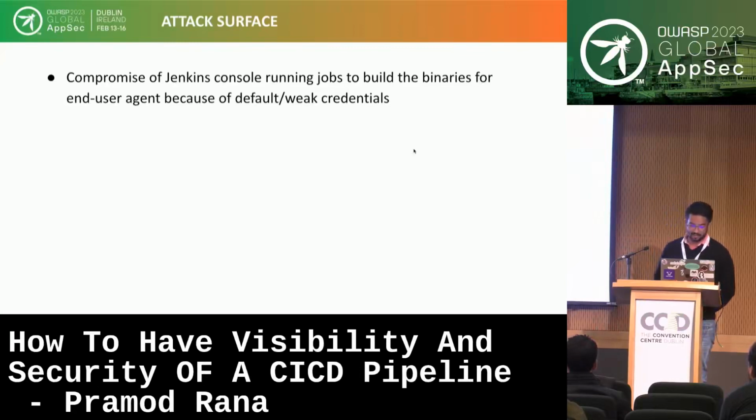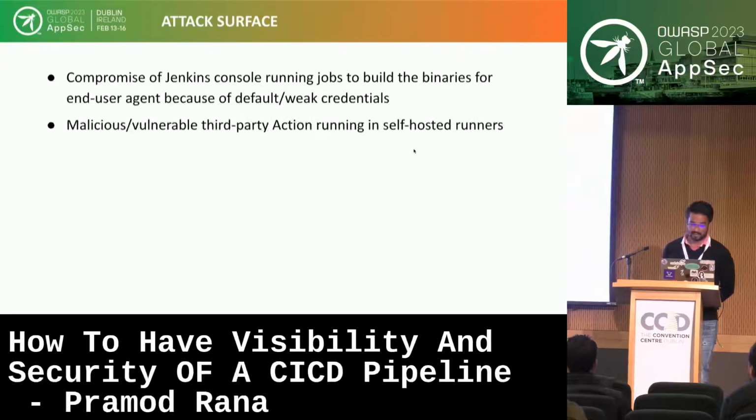The same goes for, let's say, using a malicious or vulnerable third-party action running in self-hosted runners. I remember there was a talk about that only yesterday, where third-party actions can impact an organization through crypto mining or other ways, and all of that relates to the visibility part of the problem, where we are trying to identify what we are using and how we are using it.